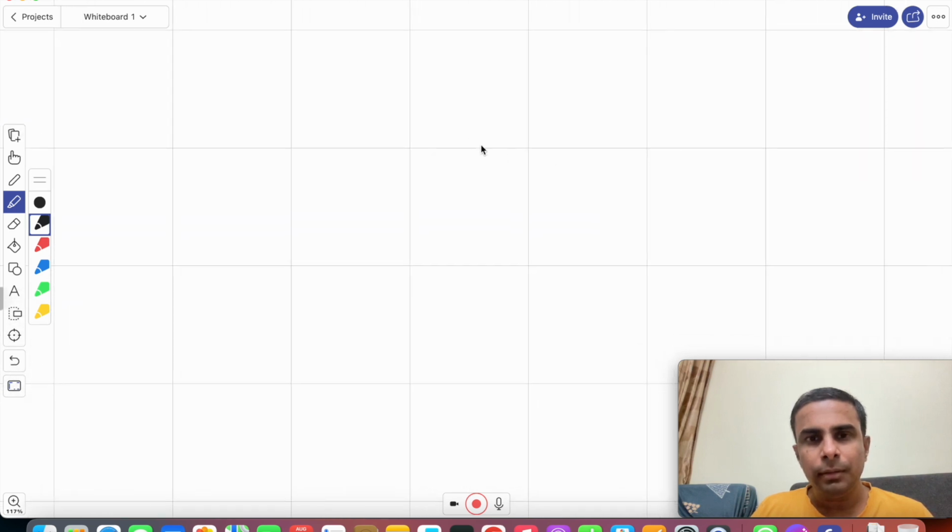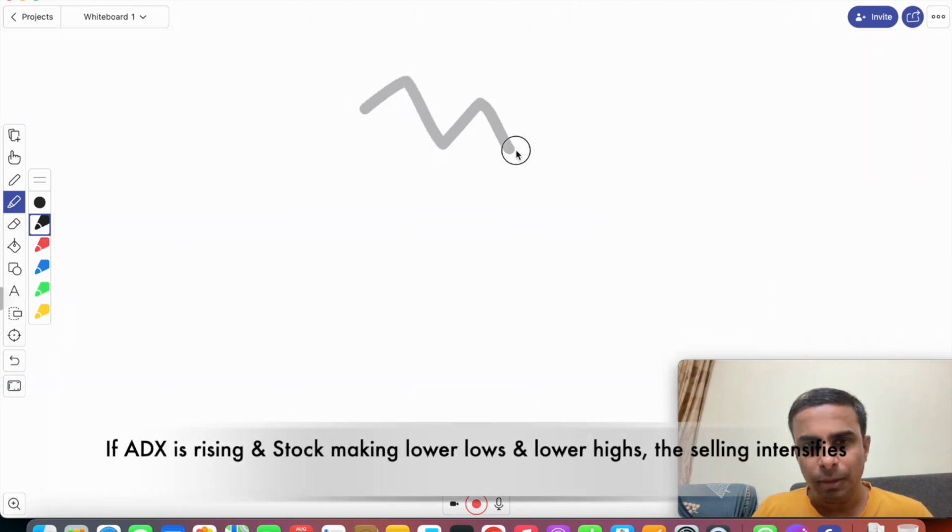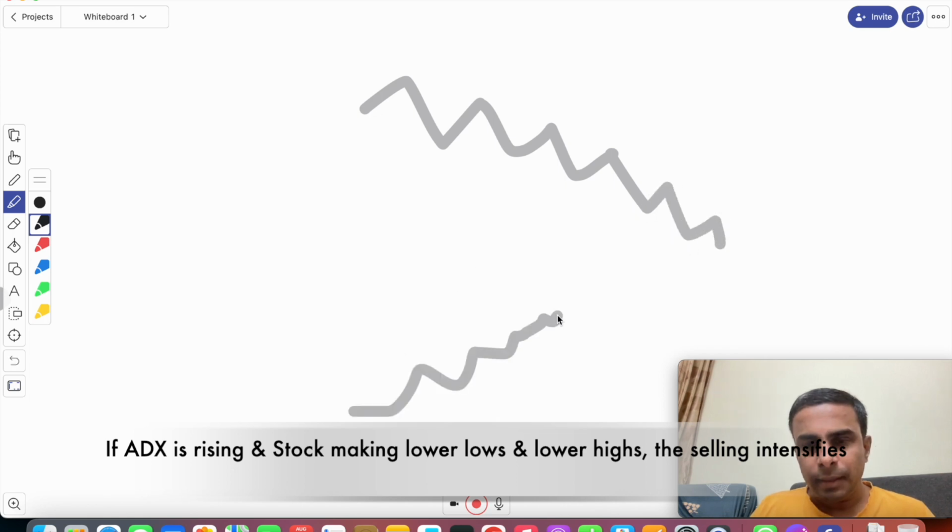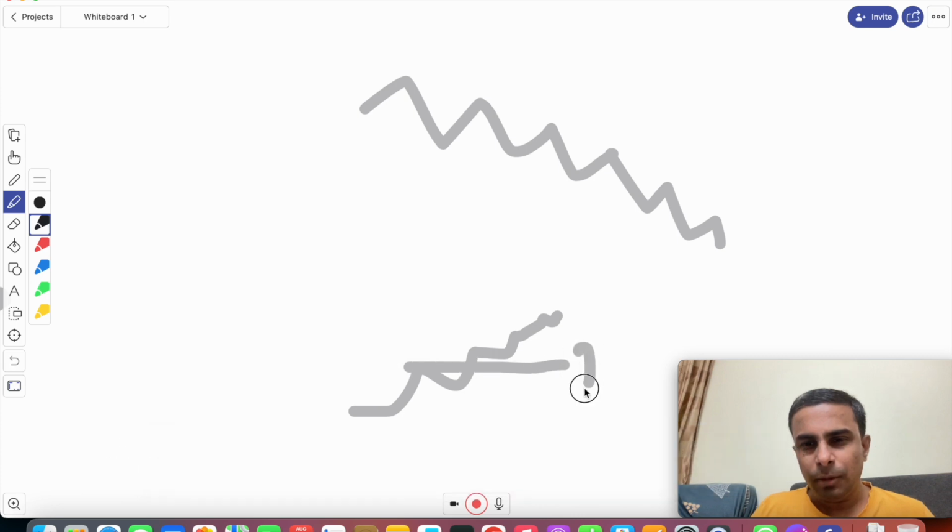And we can also apply this ADX if the stock is in a downtrend. For instance, if the stock is making lower lows and lower highs, we can check if ADX is rising, and if ADX goes above 25, the trend becomes stronger and you will see quick movement in the stock.